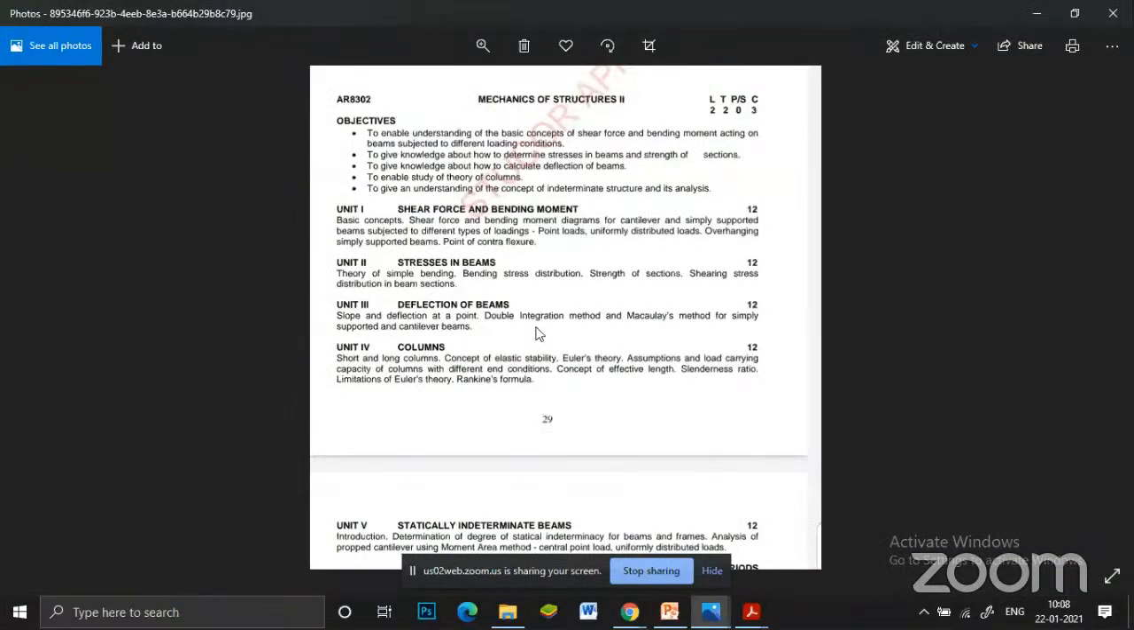Okay. Today we are going to see the remaining pending lessons: deflection of beams, columns, and statically indeterminate beams. Last time I gave a small introduction. What is deflection of beams? And in this unit we are going to see only three topics.